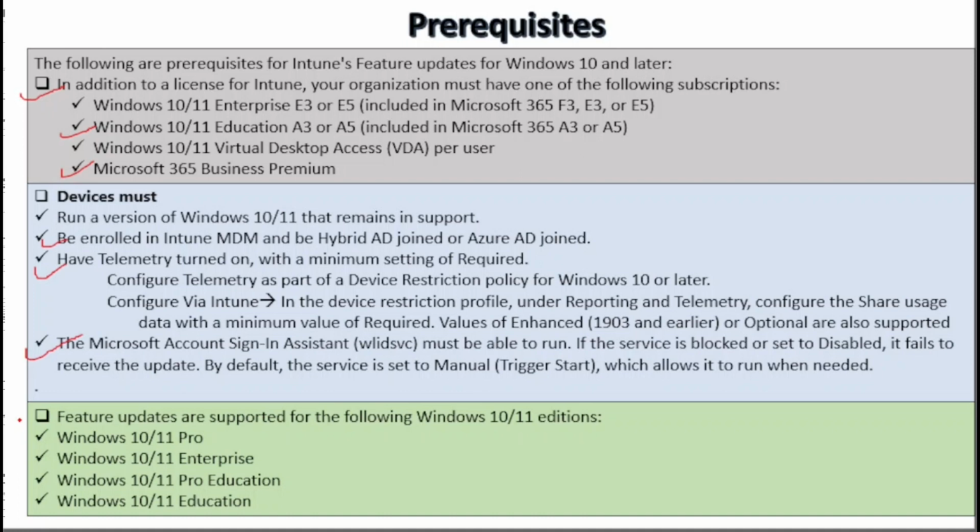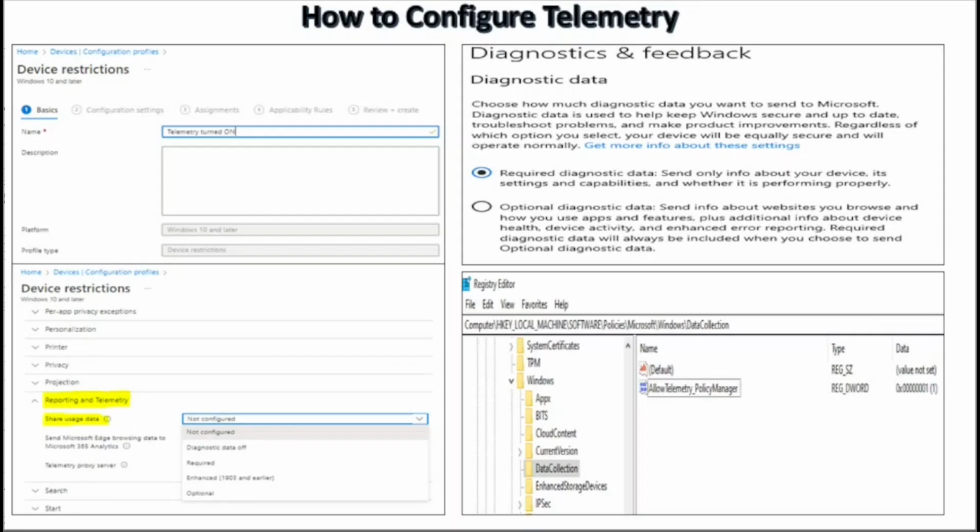The next one is that feature updates are supported on the following Windows 10 or Windows 11 editions. The device should be on Windows 10 or Windows 11 Pro, Enterprise, Pro Education or Education. Now let's see how we can enable telemetry data or device diagnostic data. To enable device diagnostic data, we have to create a configuration profile called device restriction.